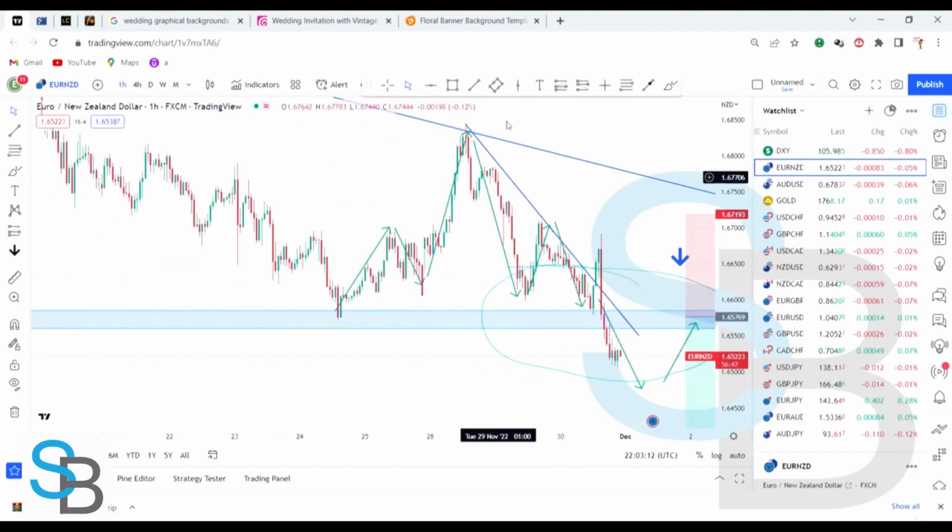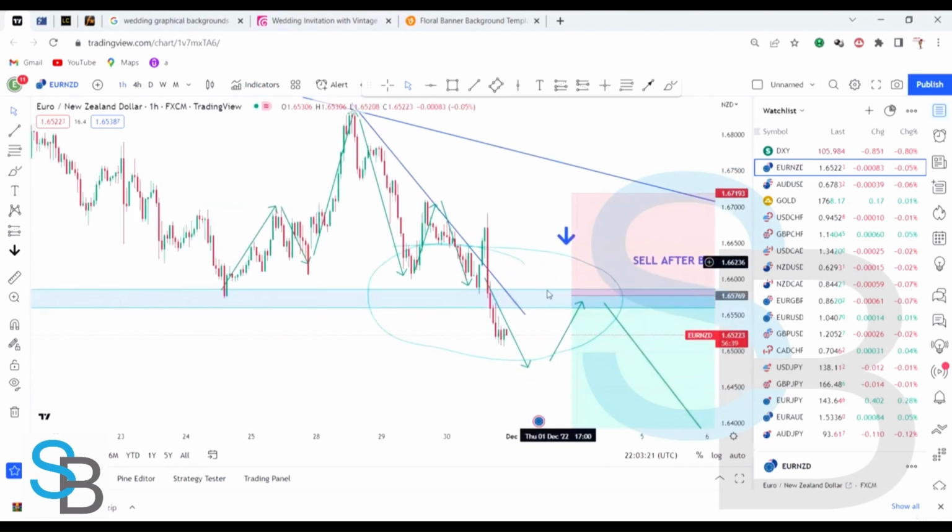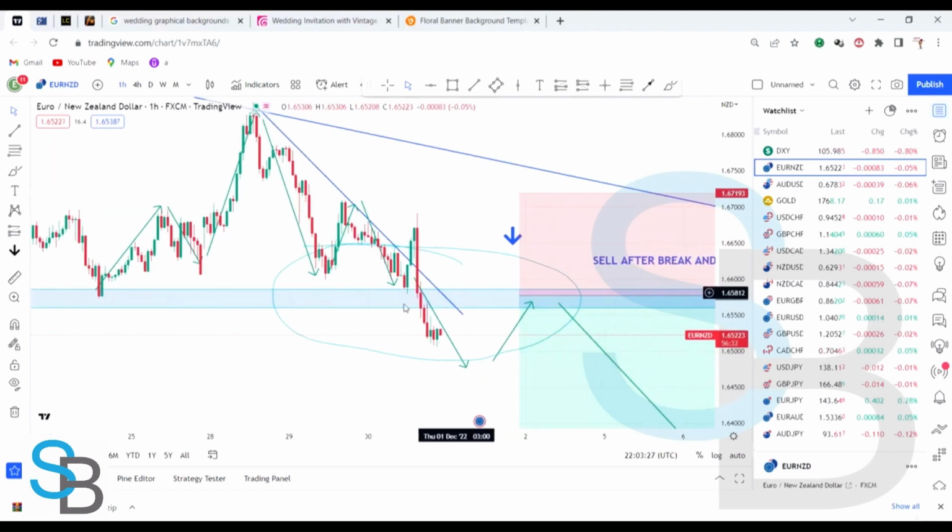This is a head and shoulders, remember: this is the head, these are the two shoulders, and this is the neckline. So it's going to break the neckline and then retest, then I'm going to sell. And that's exactly what it did here.